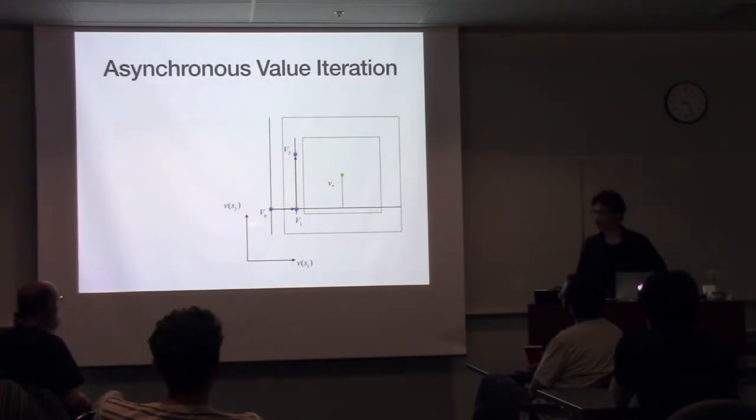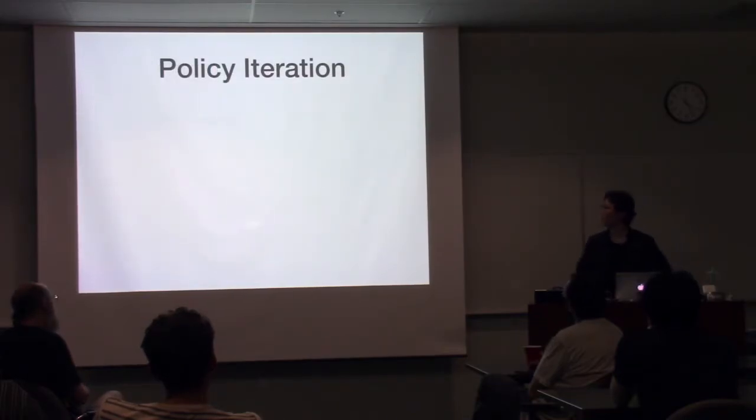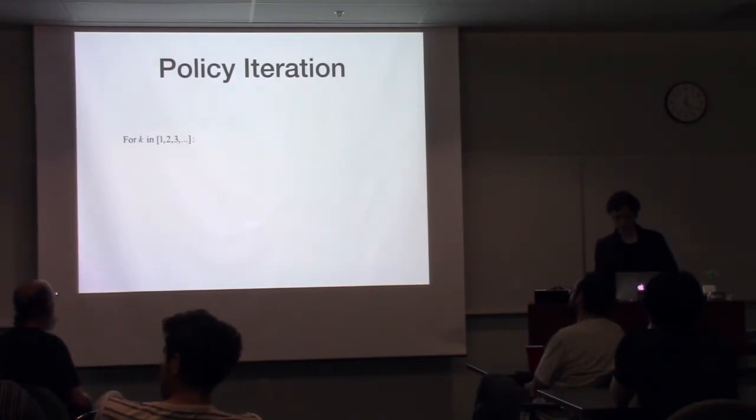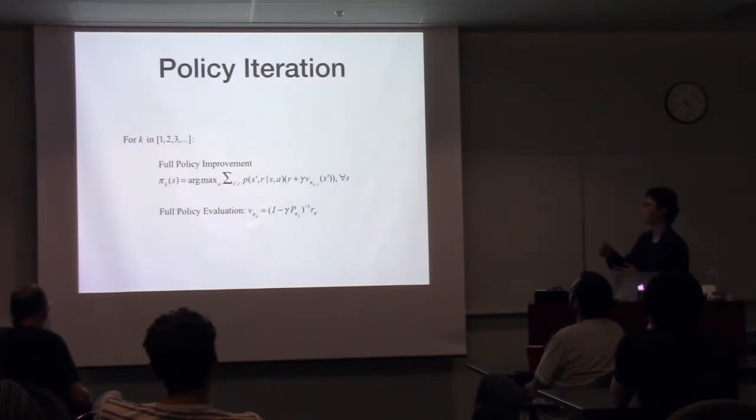So for asynchronous value iteration, it's similar to before, because as we mentioned, value iteration is similar to policy evaluation. And now let's think about policy iteration. Now it will become a little bit more math, but don't worry, it's not too much. For every iteration, what you're going to do is a full policy improvement, and then a full policy evaluation. Very neat. The way that you solve this policy evaluation problem is by inverting this matrix, so basically solving a linear system of equations.